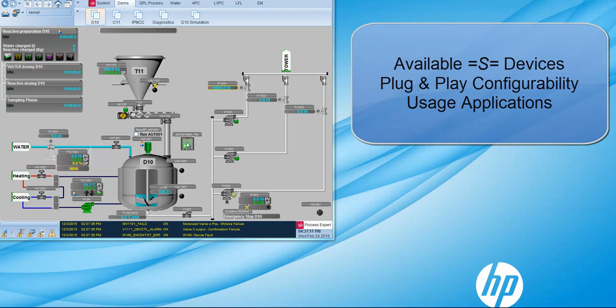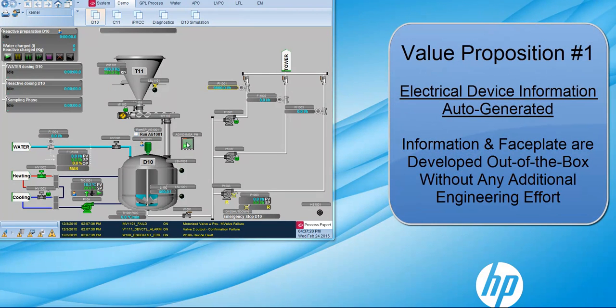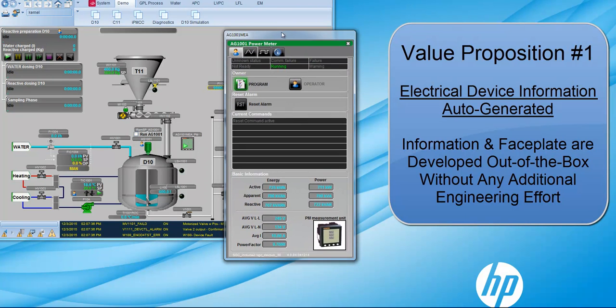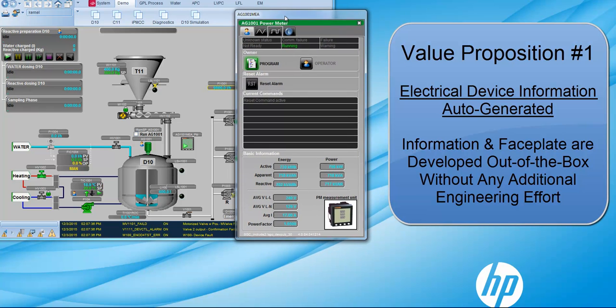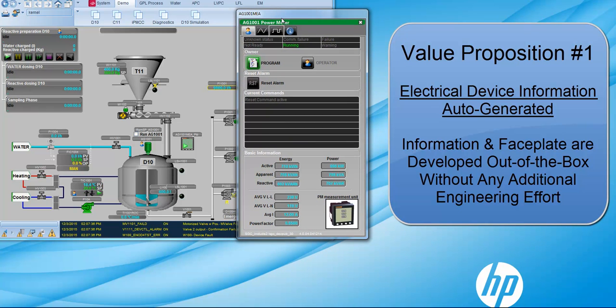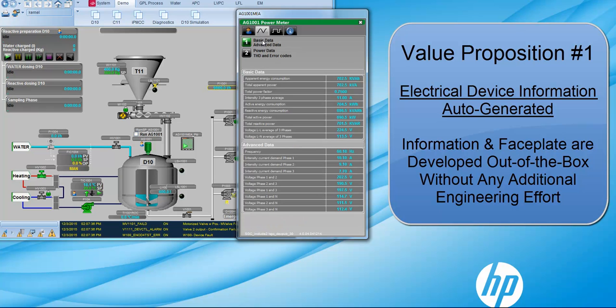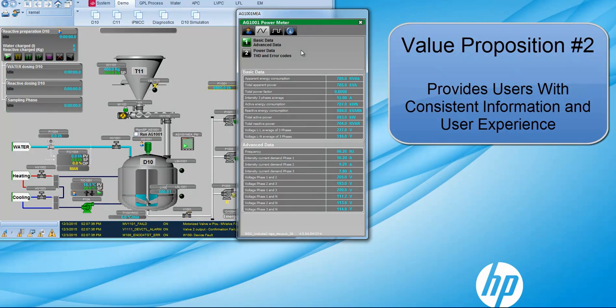First of all, we see from an earlier ValueProposition.com presentation an agitator motor and a power meter. So to review, we see that we have the power meter faceplate. It's automatically generated when we pull in that power meter into the control environment, and it is then displayed as a faceplate with all the requisite information. What's important about that? Well, what's important is that this information, this power faceplate and the power behind it is developed ahead of time for free, and the user can easily instantiate it and learn a lot from it.